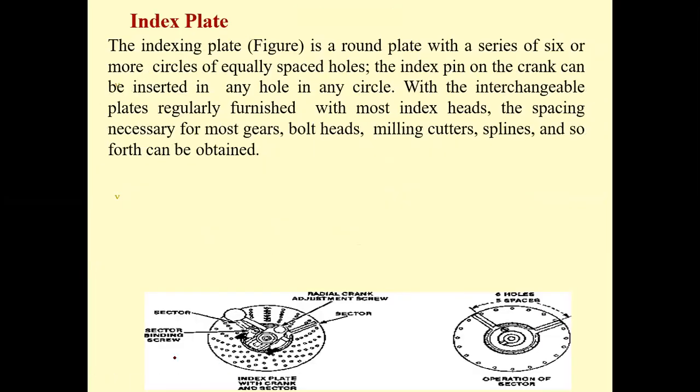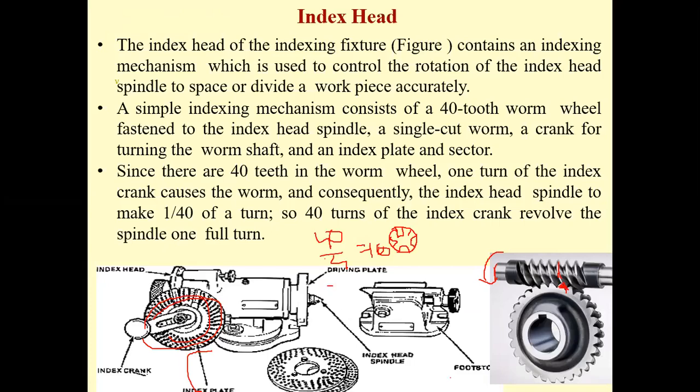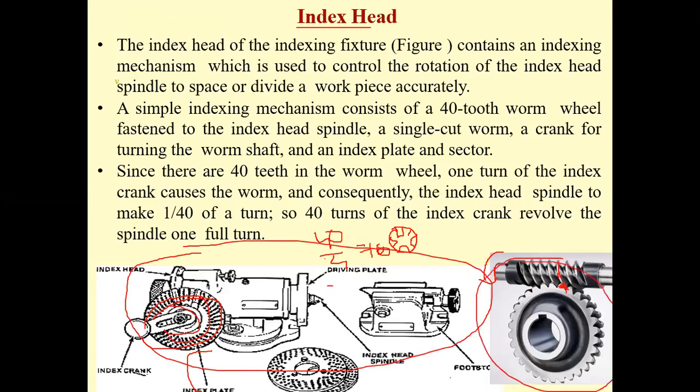In addition to the indexing head, in this crank you used to have an indexing plate. First you understand the setup, then we can discuss the mechanism. This entire part is considered an indexing head. On this indexing head you have a crank. Inside this indexing head you have a worm and worm wheel.